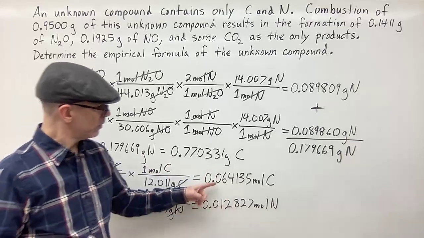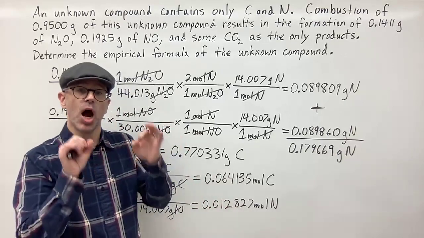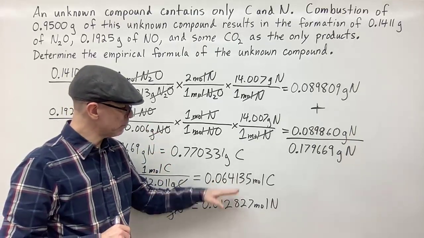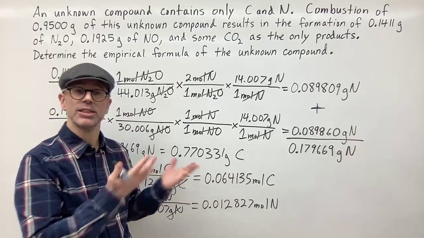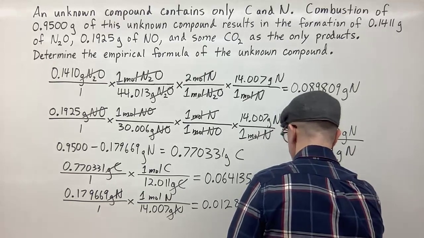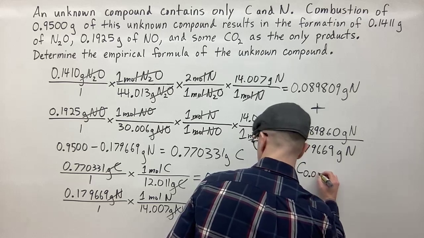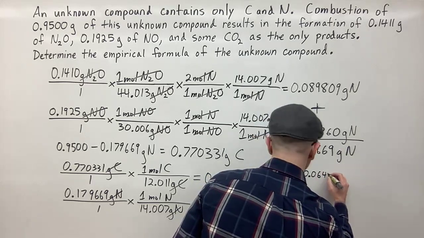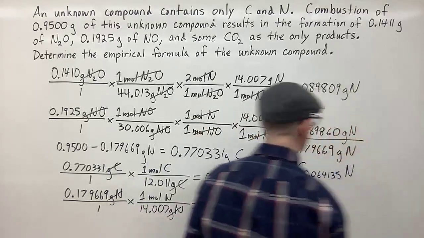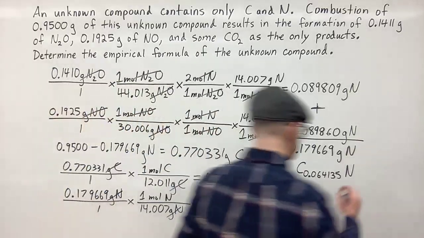Well, how do you do that? Since these are moles, and when we write our formula the subscripts are in a mole ratio, I can take the moles and write them as subscripts in my formula and start with that. So let's go ahead and do that. I have carbon, and I'm going to rewrite this as a subscript, 0.06415. And then I have nitrogen. I'm going to rewrite this number as a subscript, 0.012827.